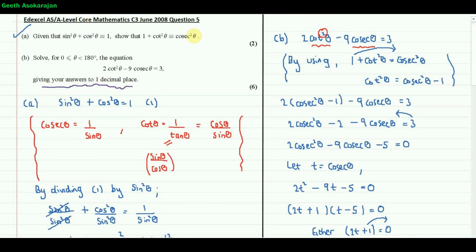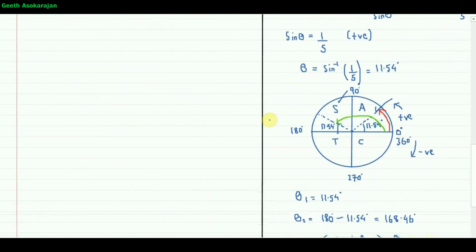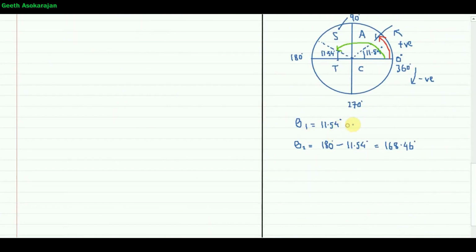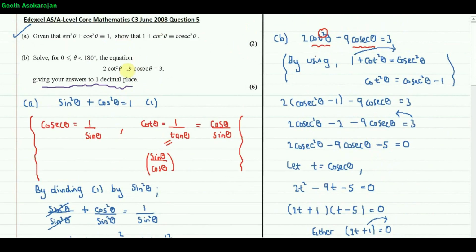So if I go back to my favourite colour blue, let's round to one decimal place. The first one to one decimal place is 11.5 degrees. So that's the first one. The next one to one decimal place is 168.5 degrees. So here are our two solutions for theta to one decimal place for this very equation here. So that completes part B, and that completes the question in its entirety.